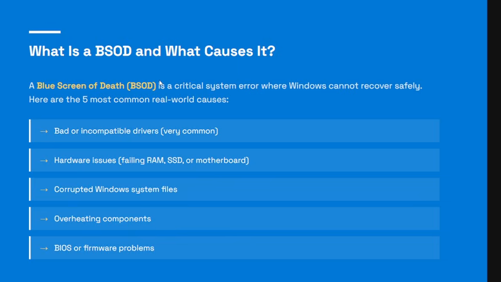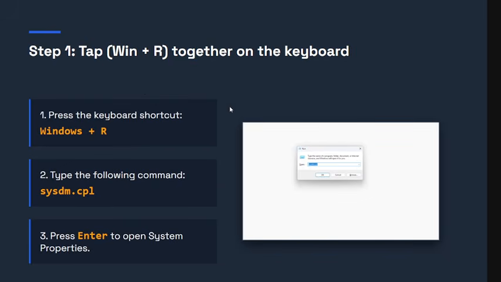What is BSOD and what causes it? BSOD stands for the blue screen of death, and it's a critical system error where Windows cannot recover safely. And here are 5 of the most common causes: bad or incompatible drivers, hardware issues, corrupted Windows system files, overheating components, BIOS or firmware problems.